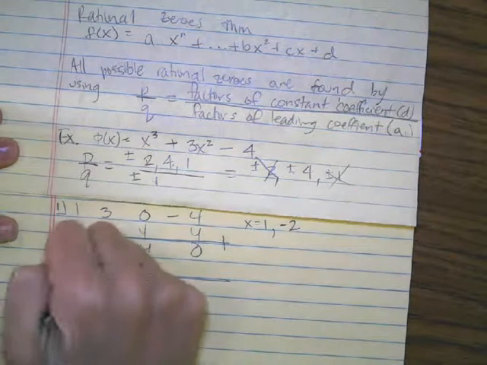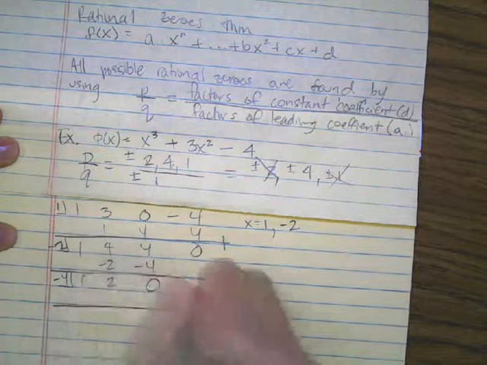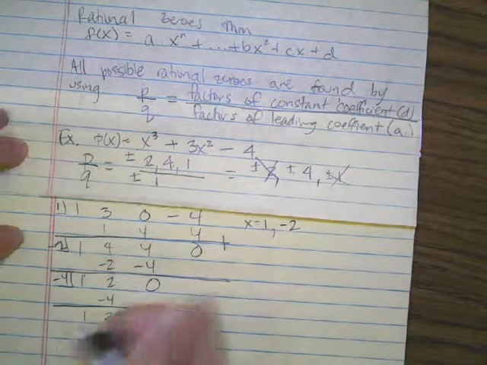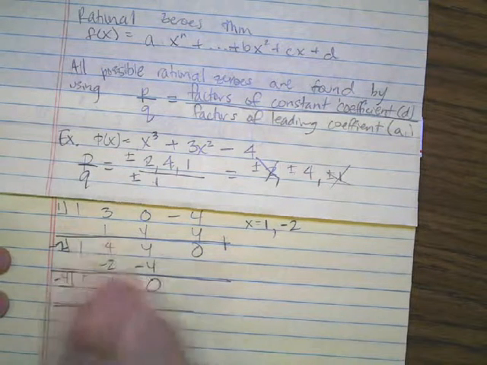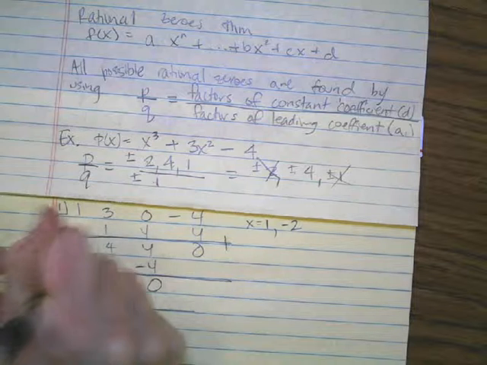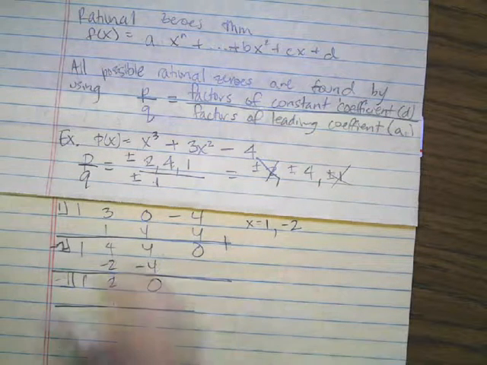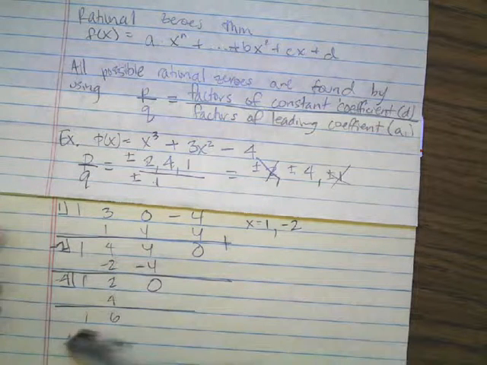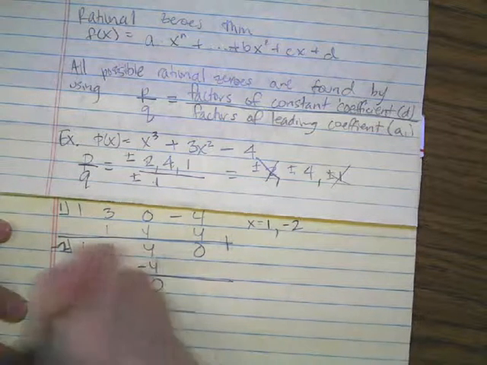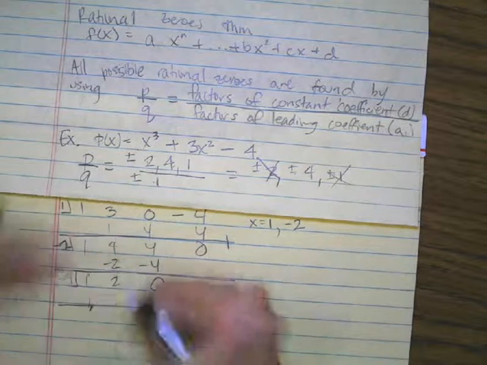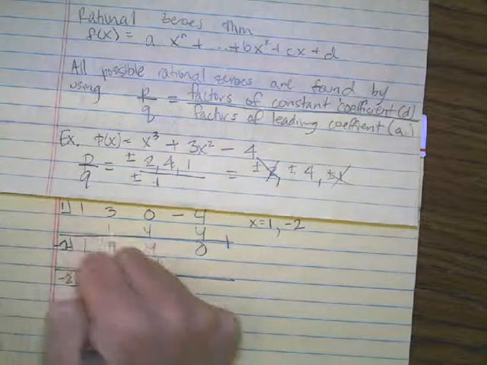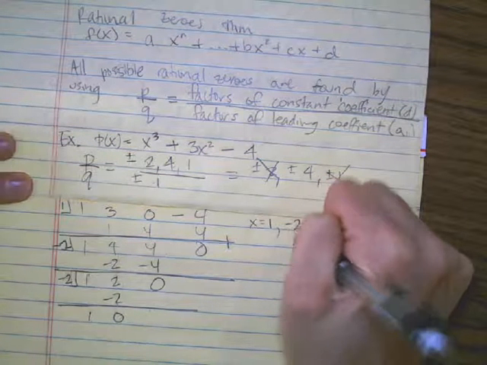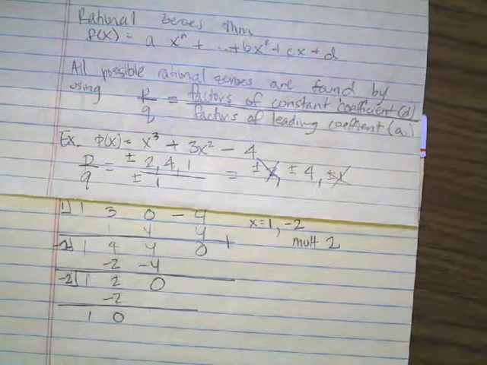So let me try negative 4 because I've had pretty good luck with the negatives. So 1, negative 4, 2, that's not going to work, right? This is a trick one, because what happens if I put negative 2 in again? It works. It works twice. What do you think that means? It means that the multiplicity is 2. So it means it touches twice.